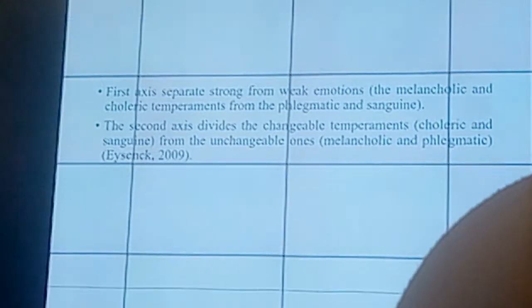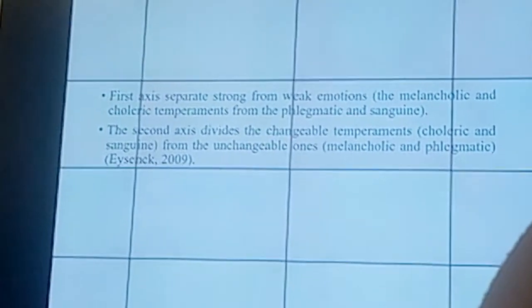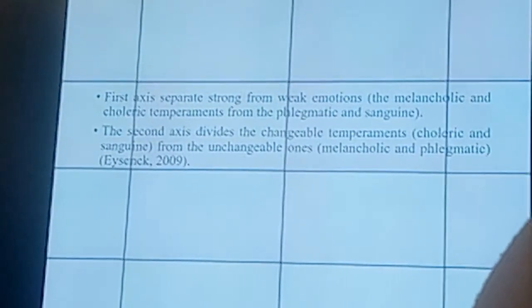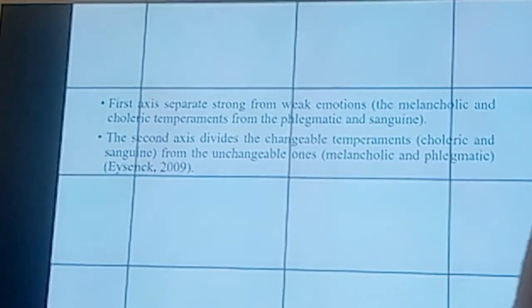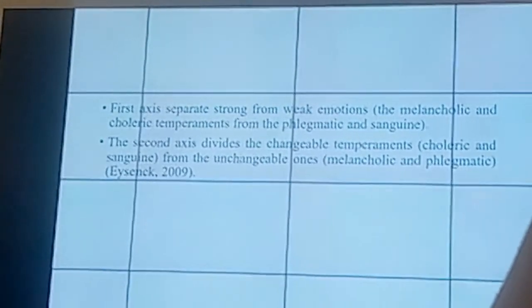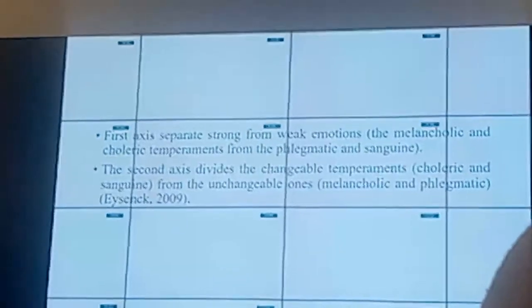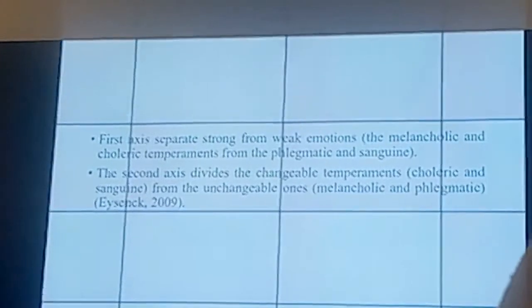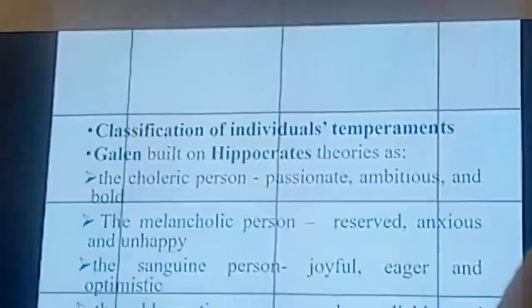Okay? So the first axis here, strong, I hope I've not skipped anything. Yeah, no. Yeah, the first axis actually is separate from the strong, weak emotions, the melancholic and the choleric temperament from the phlegmatic and sanguine. And that is just describing the diagram, the way it is. You can do it on your own on this one so that you don't waste much time. It won't be very different.